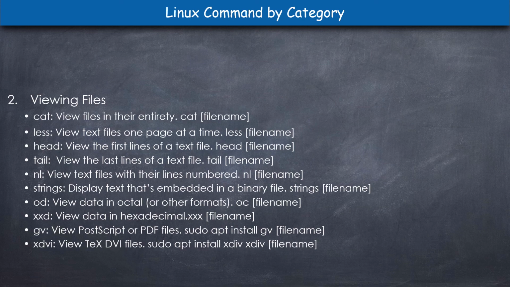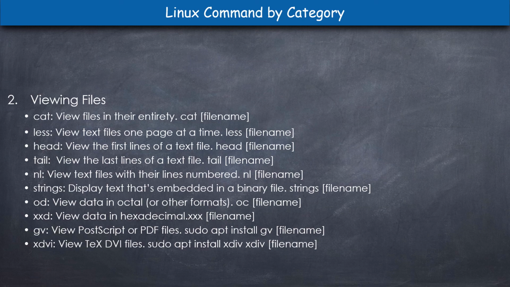So basically cat, less, head, tail, nl, strings, od, xxd may be available by default on your distribution, or if they are not available, you can install them using apt-get install, or yum in Red Hat distributions, and likewise brew in macOS.